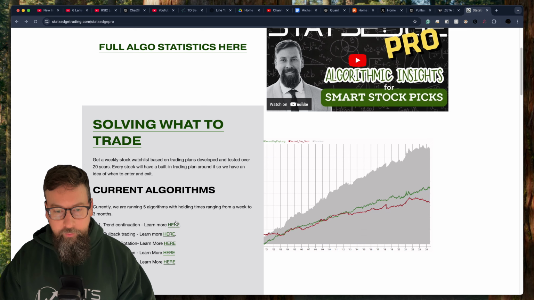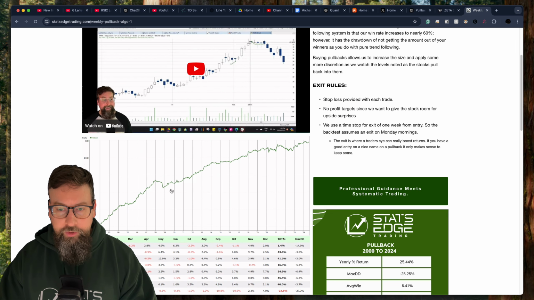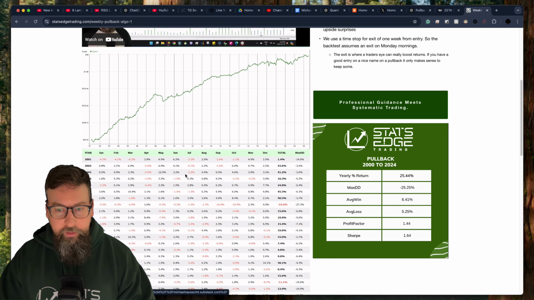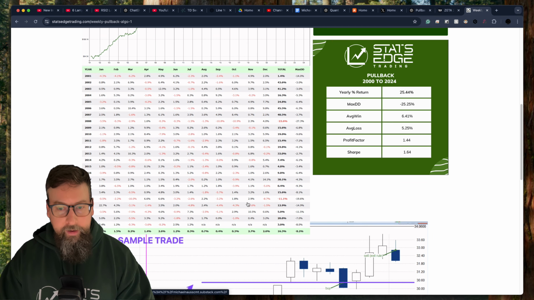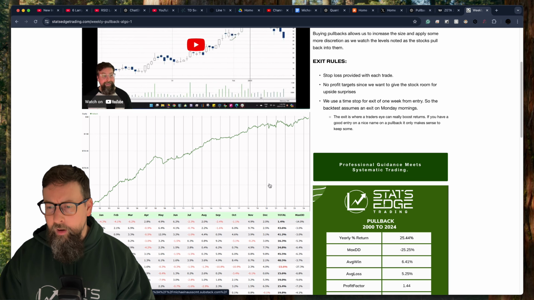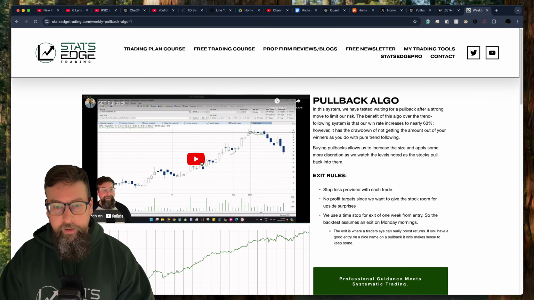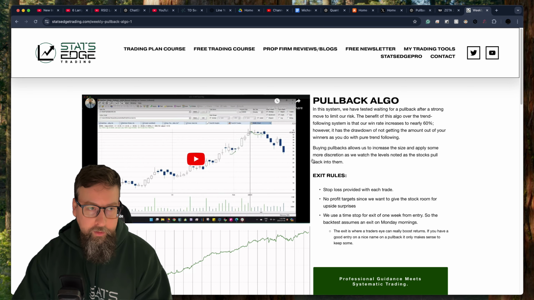You can click on any of them, but we're doing the pullback one, and it will show you this is the equity curve from the year 2000. Here's what every year would look like, positive and negative years. You can see them all right here. Not hiding anything. This is the return profile. This is roughly what it does, and then I have a video on all of the different algorithms.